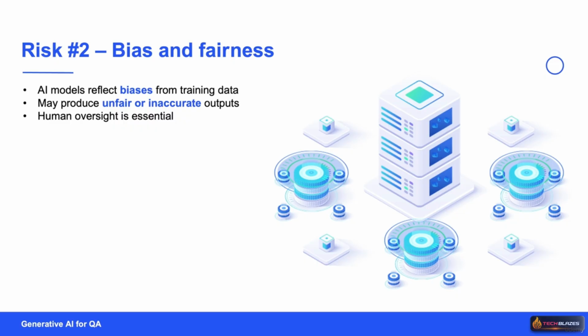Another issue is bias. AI learns from public data, and that data isn't always neutral. If the training data contains stereotypes, outdated info, or skewed examples, the model might reproduce them. In QA, this can lead to misleading assumptions, like generating unrealistic user data or biased test scenarios. That's why human review is so important. You decide what makes sense in your context. The AI doesn't know your audience, your users, or your ethical standards.